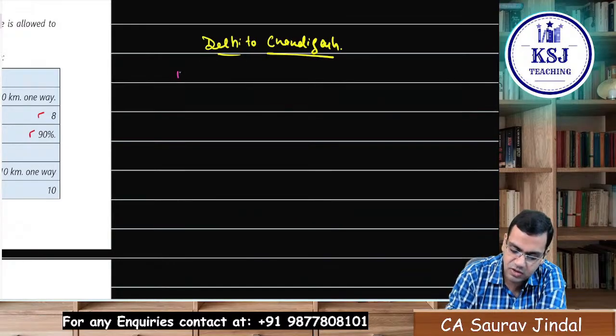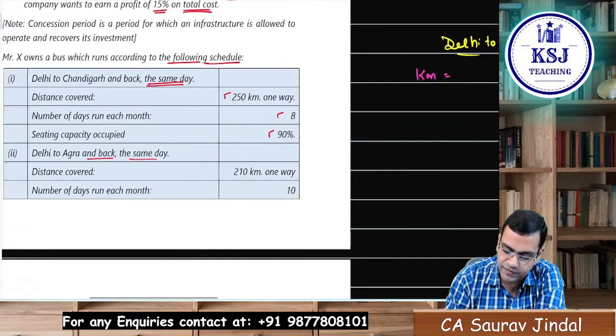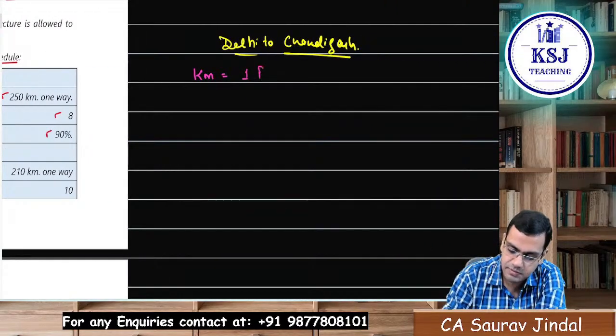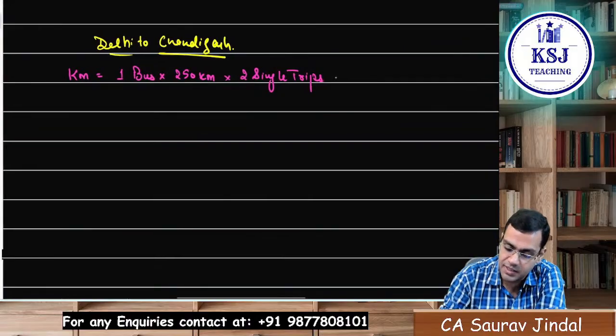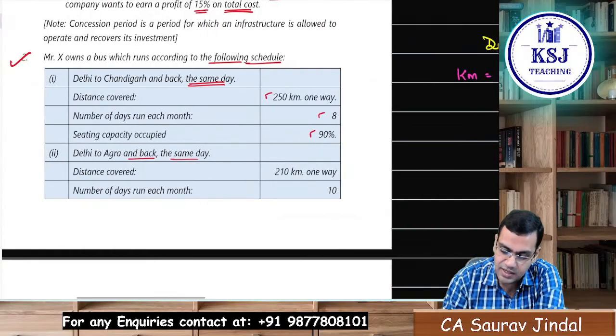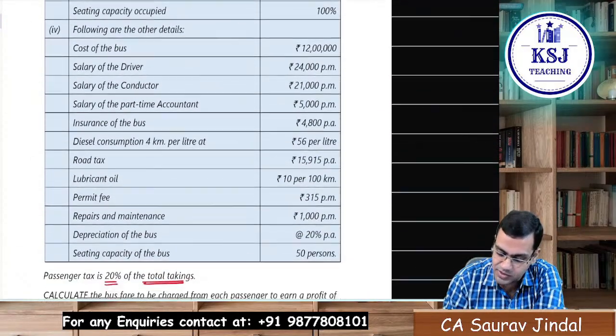First, I will talk about the kilometers. There is 250 kilometers one way, one bus into 250 kilometers one way, right? Multiplied by 2 single trips, the up and down trip, multiplied by 8 days, right? Multiplied by 8 days. And what is the seating capacity, sir?